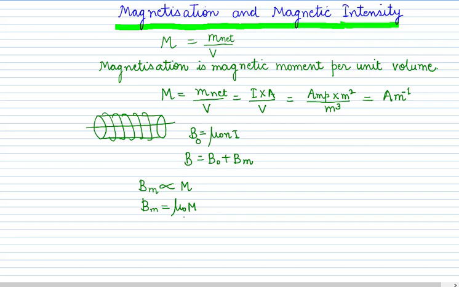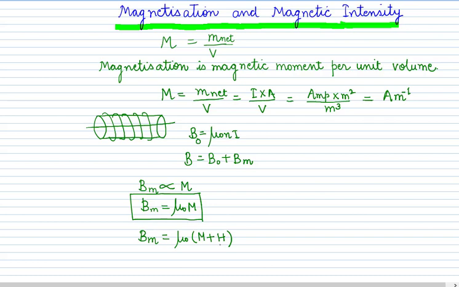And here mu naught is the permeability of free space or vacuum. So this is the relation between the magnetic field due to magnetization and magnetization. And also if there is some magnetic field intensity, then that is also added into this term. So we write that the magnetic field due to magnetization will be the sum of mu naught times M and H. So B is equal to mu naught (M plus H).